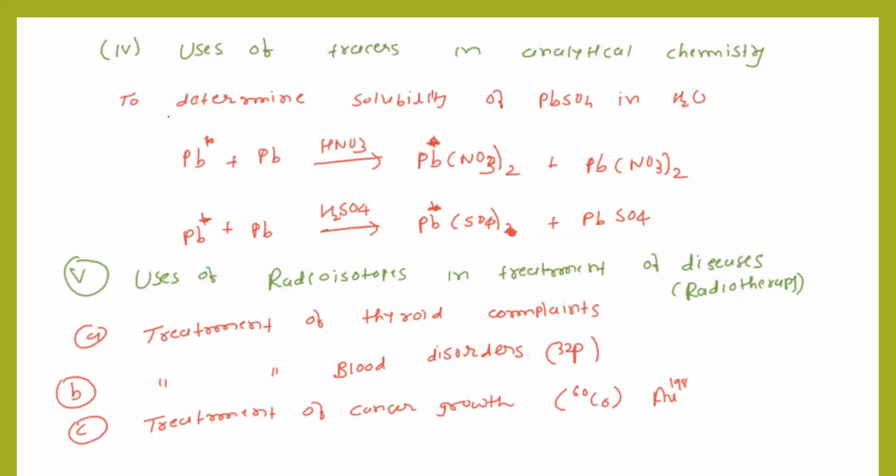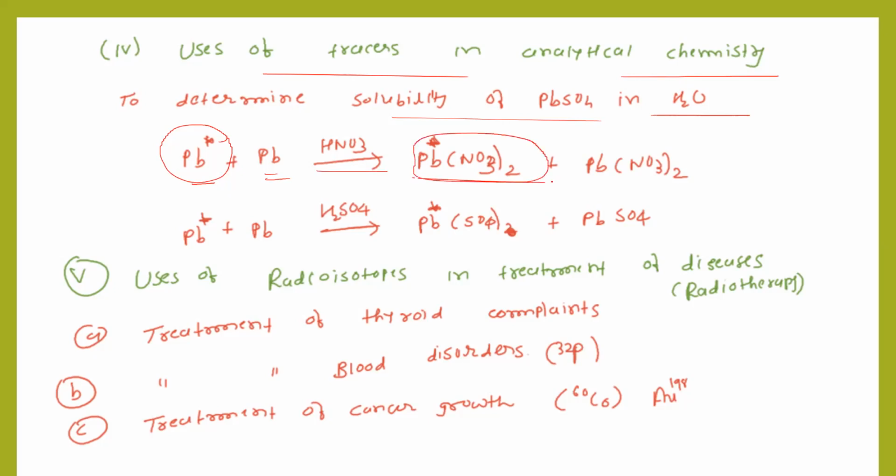Then the fourth category is use of tracers in analytical chemistry. For example, to determine the solubility of lead sulfate in H2O. This is the isotopic lead, and this is normal lead. When it undergoes treatment with HNO3, the isotopic lead becomes lead nitrate, and the normal lead is also converted into lead acetate. Okay. When these undergo sulfuric acid treatment, they form different sulfates, lead sulfate. In this way, we can determine the solubility.